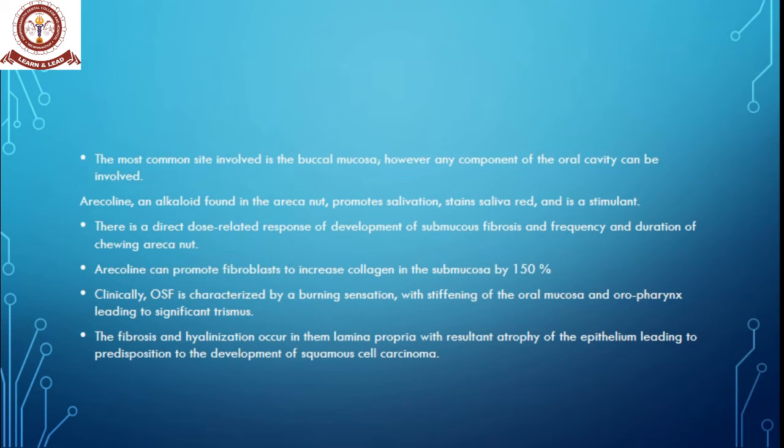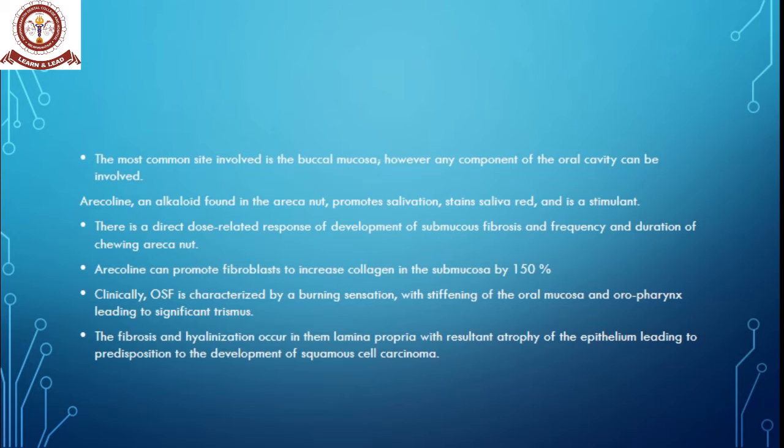The most common site involved is the buccal mucosa. However, any component of the oral cavity can be involved. Arecoline, an alkaloid found in the areca nut, promotes salivation, stains the saliva red, and is a stimulant for the increased fibrosis. There is a direct dose-related response of the development of submucous fibrosis to the frequency and duration of the habit of chewing areca nut. Arecoline can promote fibroblasts to increase collagen in the submucosa by 150%.